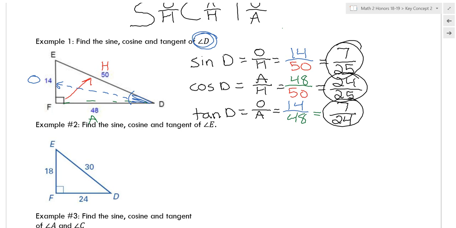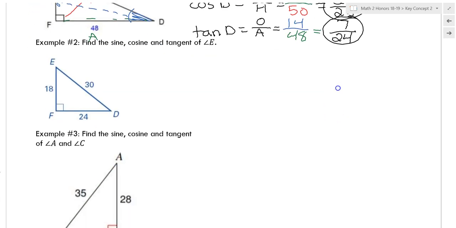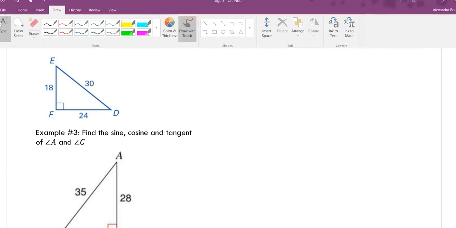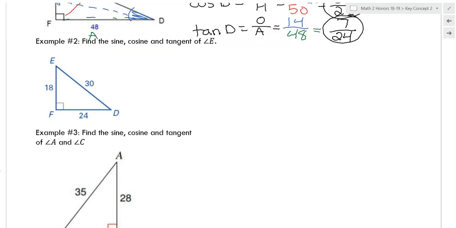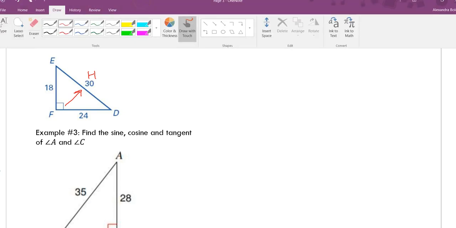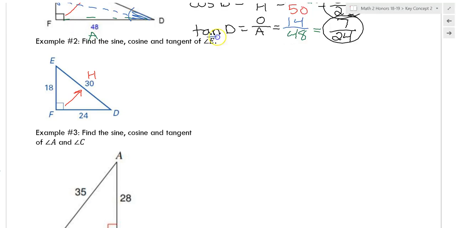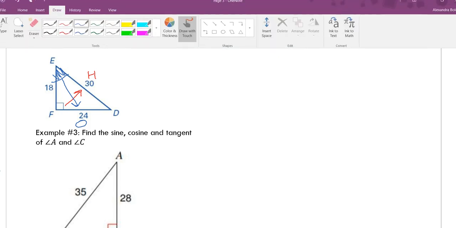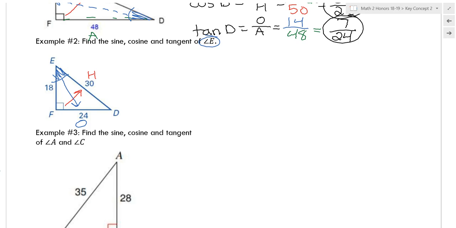All right, we're going to do the same thing with example 2. Again, start by labeling. So my hypotenuse is 30. My opposite side, well, I'm now looking at angle E. That's up here. So my opposite side is here. Okay, so again, this is in a different place than our last triangle because we're given an angle in a different place. And then my adjacent side has to be this one.